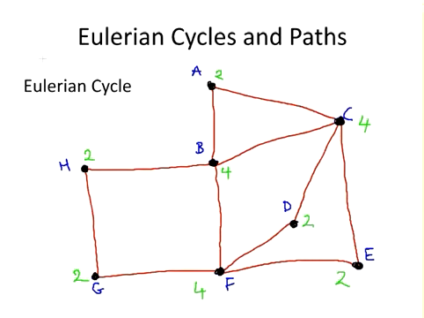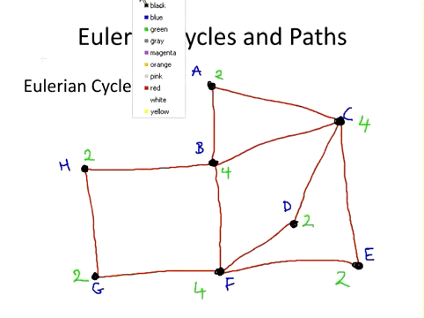So we're going to pick A as our starting point and finishing point, and see if we can come up with an Eulerian cycle through this graph.